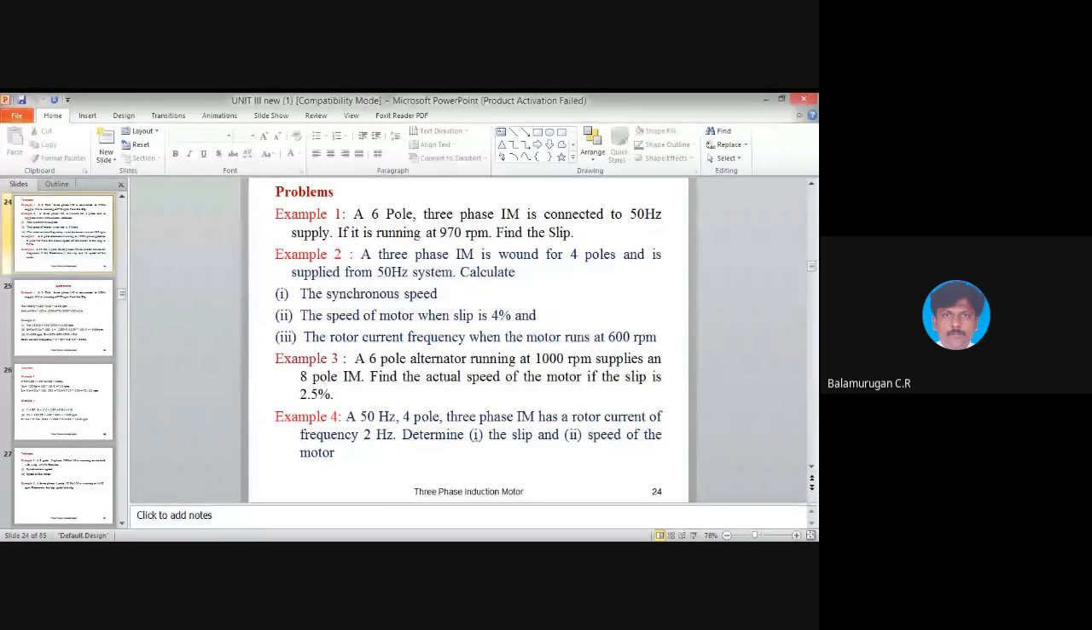So are you clear with this problem? If you are having any doubt means you can post in the chat box or you can unmute and you can ask the doubts. So if you have completed the third means you can go for the fourth problem. So next you take the fourth problem. Shall we move to the fourth problem? Complete the third one.